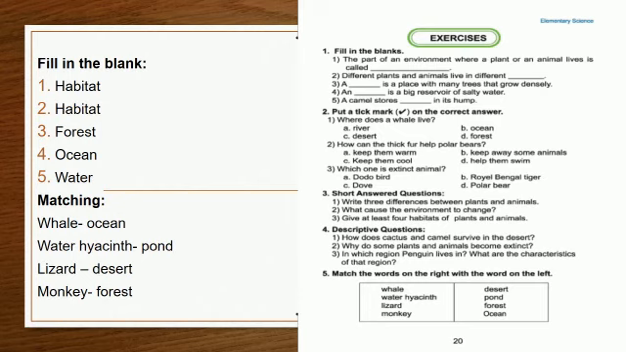Okay. Water hyacinth. Water hyacinth lives inside the pond. So match with pond. Lizard. Lizard lives in the desert. So match with desert. Monkey match with forest.